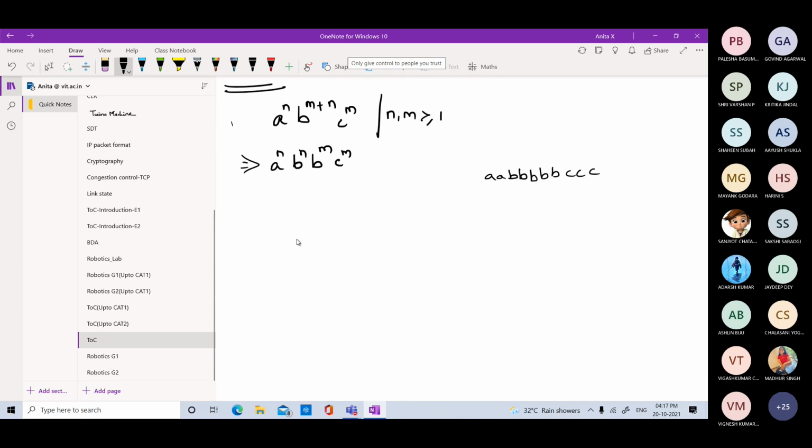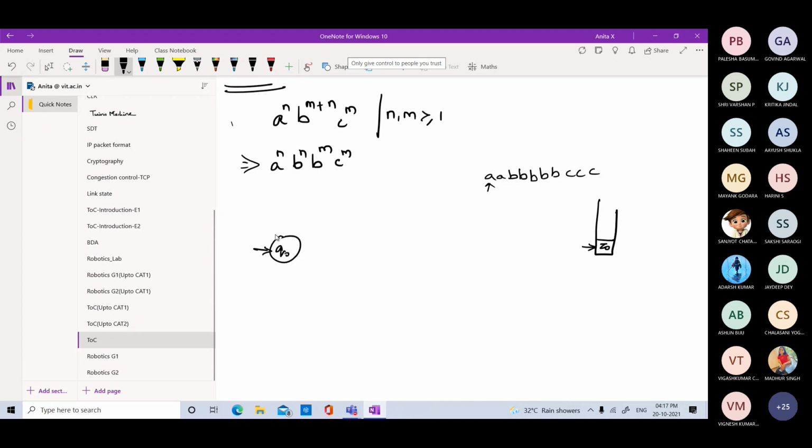So directly we can start designing the pushdown automata. Okay, I am in state Q naught. This is Z naught. This is the initial configuration. My input symbol is A, my stack symbol is Z naught. What should I do?